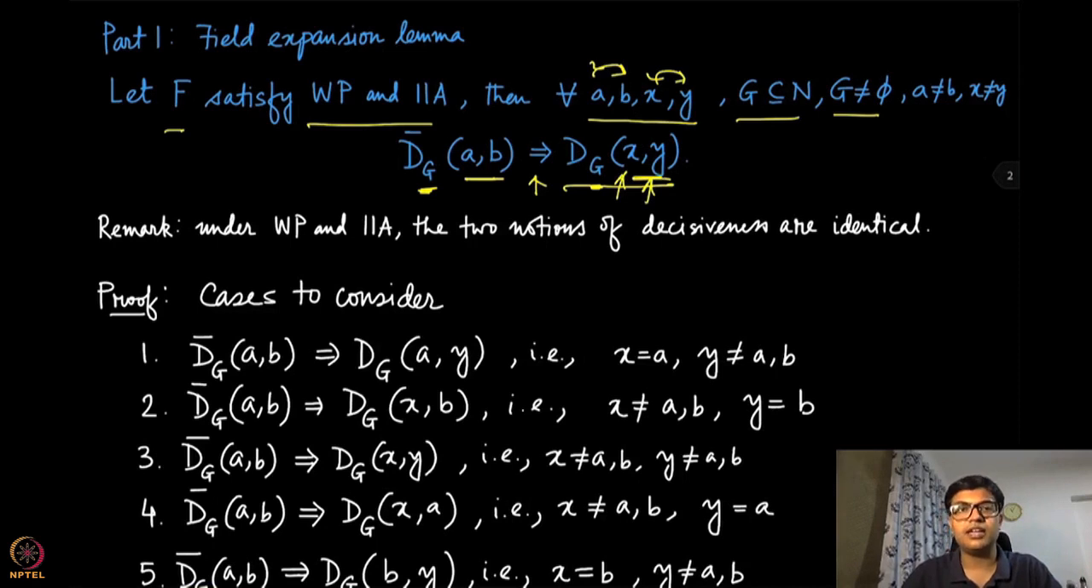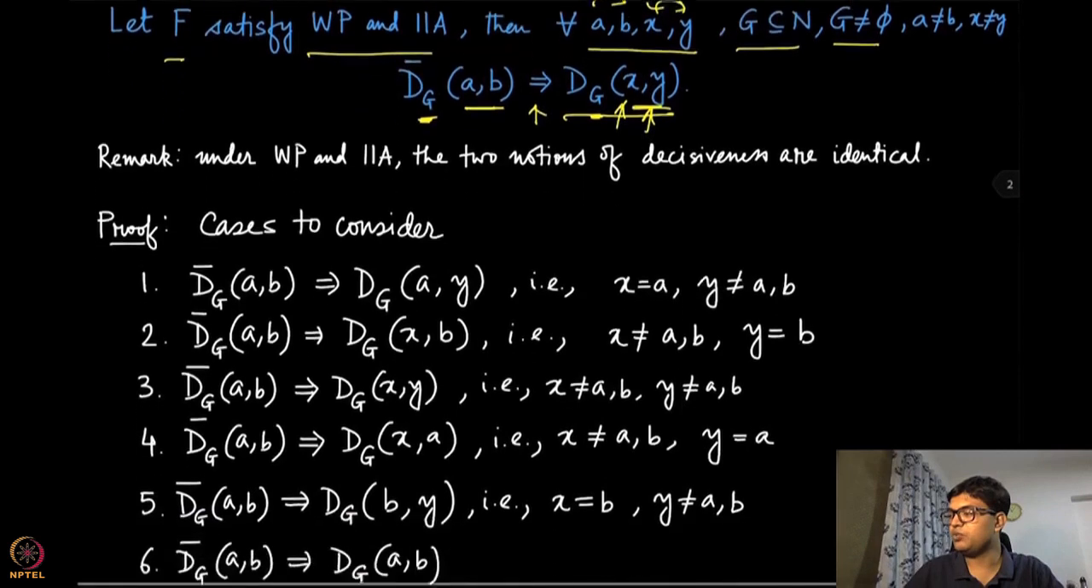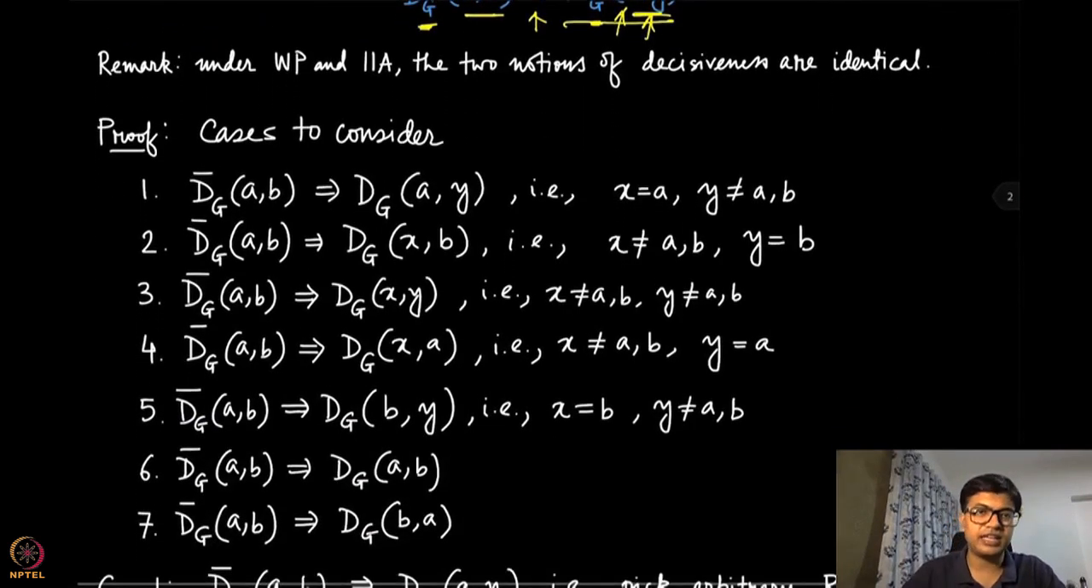Then in this case, if a set G is almost decisive over this pair of alternatives A, B, then that also implies that it is decisive over the same pair of alternatives. Okay, so that's just a remark. Now, in order to prove the lemma, we'll have to consider a bunch of cases.